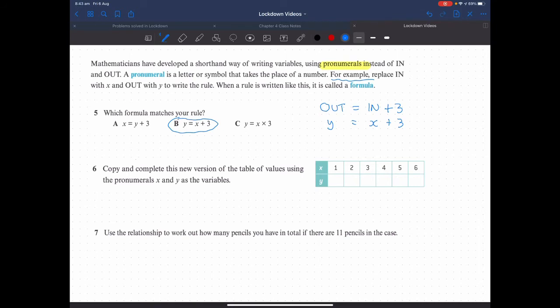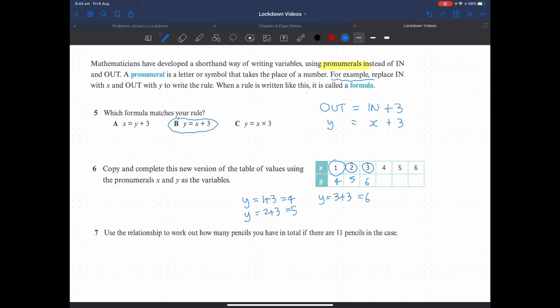Question number 6 says to us, copy and complete the new version of the table of values using the pronumerals x and y. So we have x is equal to 1, which means y is equal to 1 plus 3, which is 4. We have x is equal to 2, so y is equal to 2 plus 3, which is 5. We have x is equal to 3, so y equals 3 plus 3, which is 6.